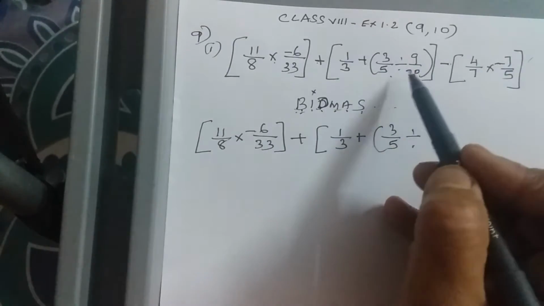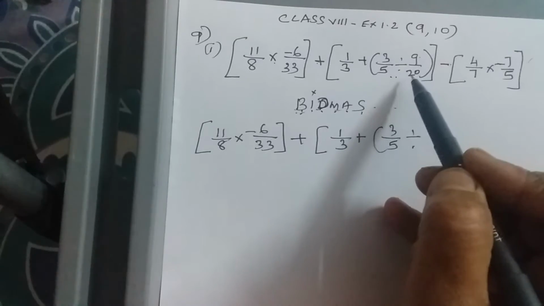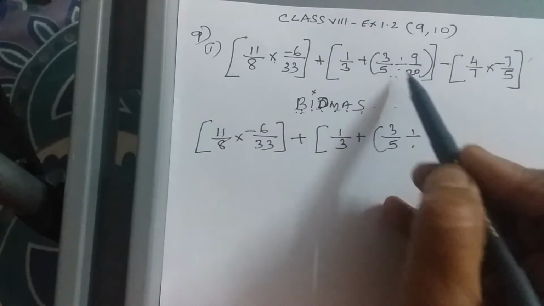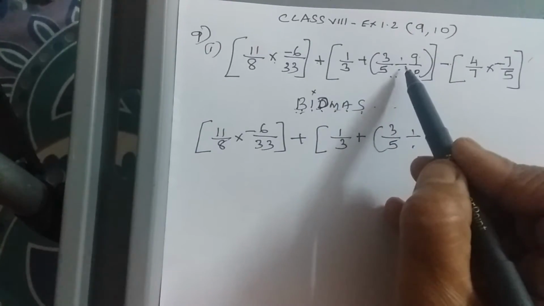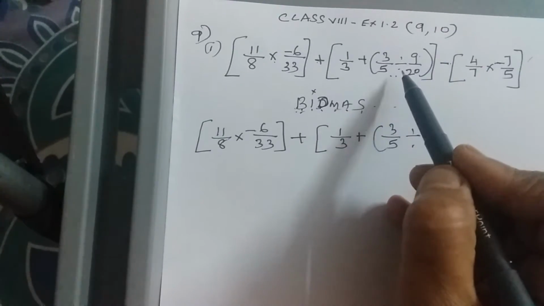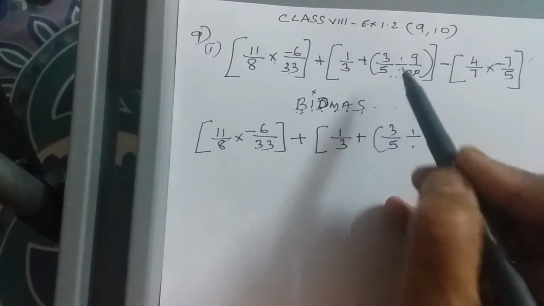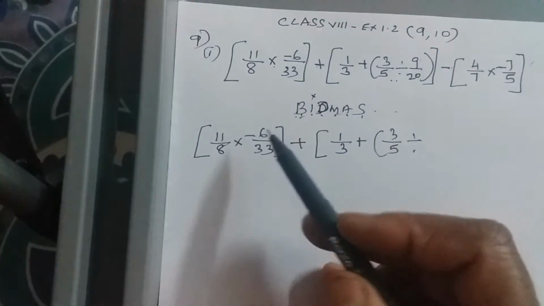So what do we have in the inside brackets? 3 by 5 divided by 9 by 20. This division should be done first, even if it is addition also. Addition, subtraction, any operation, the operation within the brackets should be done first. And when there are two brackets, we are supposed to do the innermost bracket. So we'll write the rest of the things as it is.